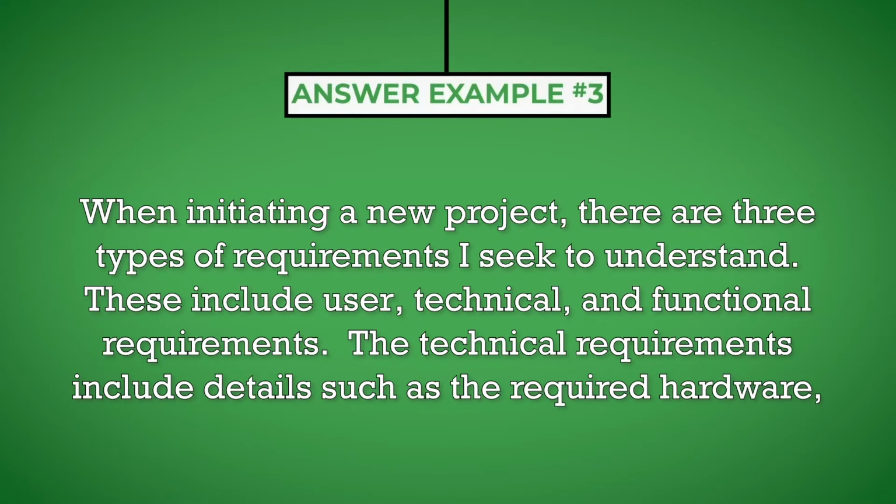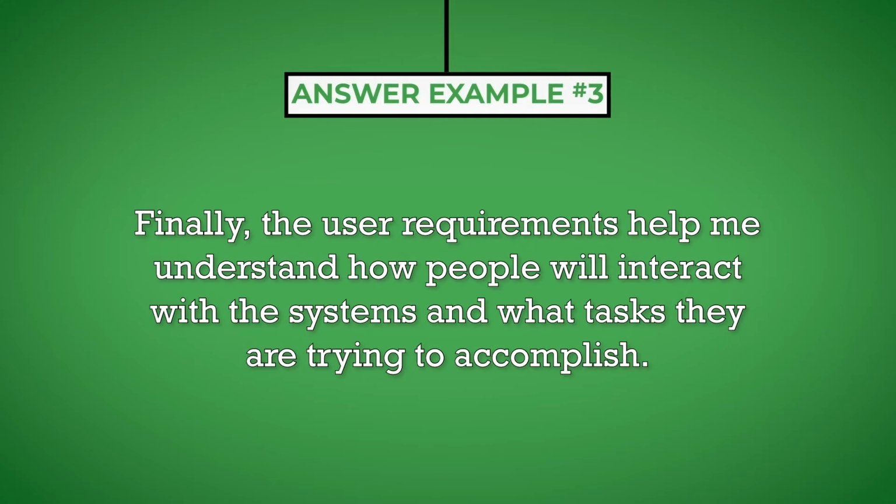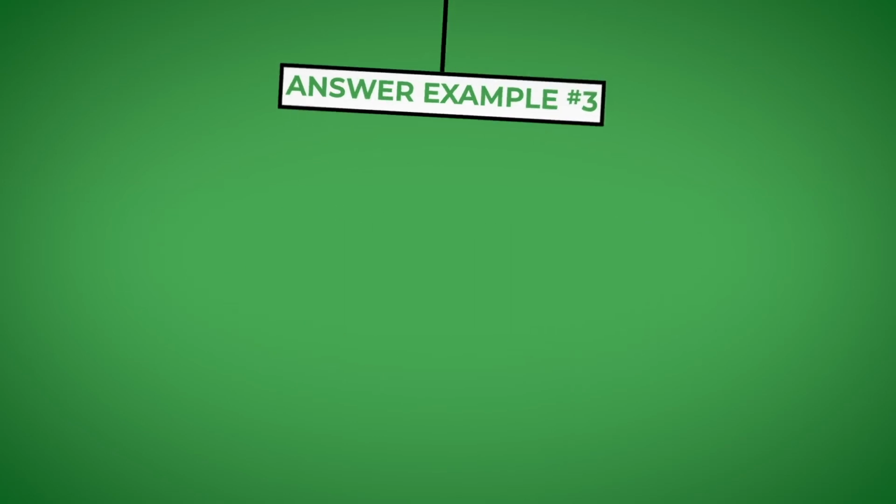When initiating a new project, there are 3 types of requirements I seek to understand. These include user, technical, and functional requirements. The technical requirements include details such as the required hardware, network equipment, and software applications. The functional requirements address how these systems interface with each other. Finally, the user requirements help me understand how people will interact with the systems and what tasks they are trying to accomplish. Question number 4.